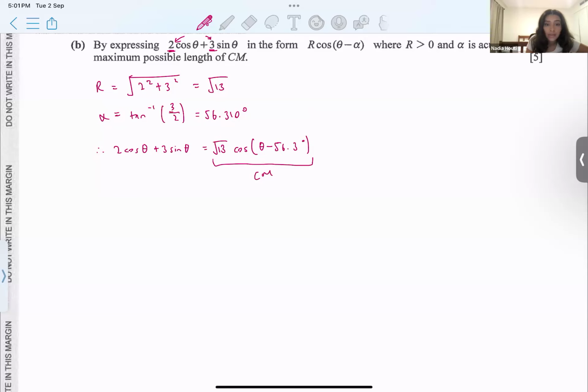And you know that any cosine function, so cosine of anything, has a maximum value of 1. So square root 13 times cosine something will have a maximum value of square root 13. So therefore, the maximum length of CM is just square root 13, which is 3.606, or to 3 SF, it's 3.61.